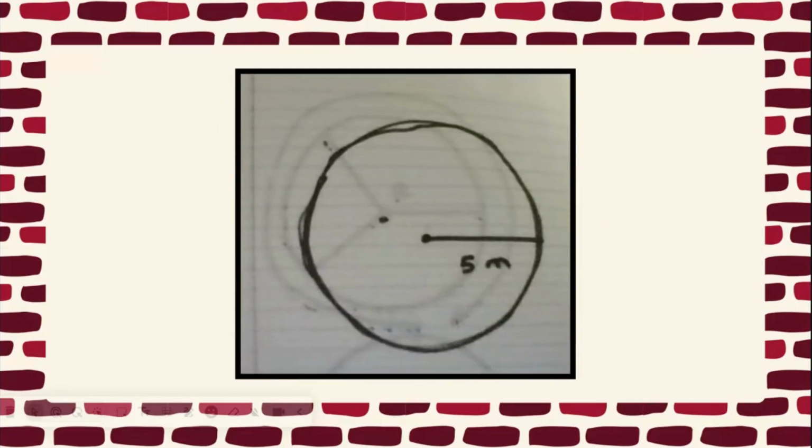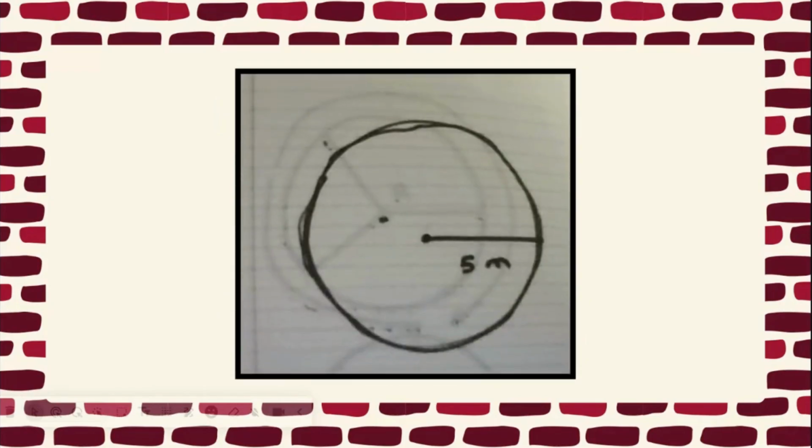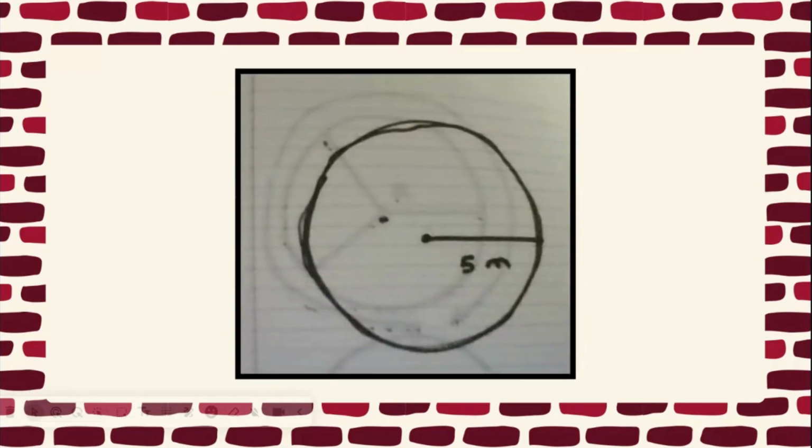So here we can draw our diagram. We have a circle, and we have the radius is 5 meters. Now they want us to find the diameter. So essentially, the diameter equals 2 times the radius. So we can plug that formula in, and I'll show you that in the next slide. But we also want to find the circumference, and we know that the circumference is 2 times pi times the radius. We have that the radius is 5 meters, and we know what pi is. So we can do 2 times pi times 5.